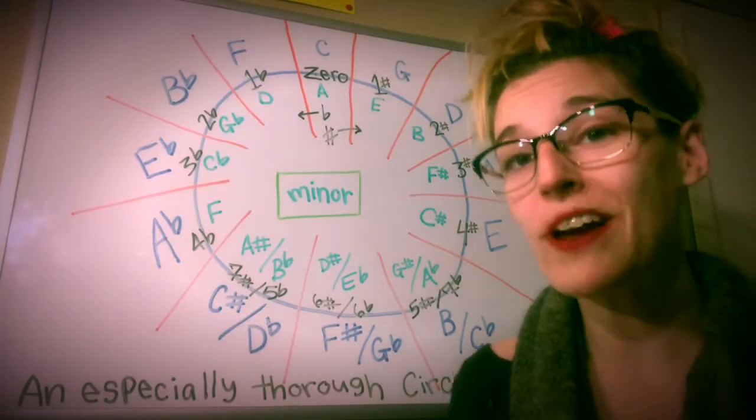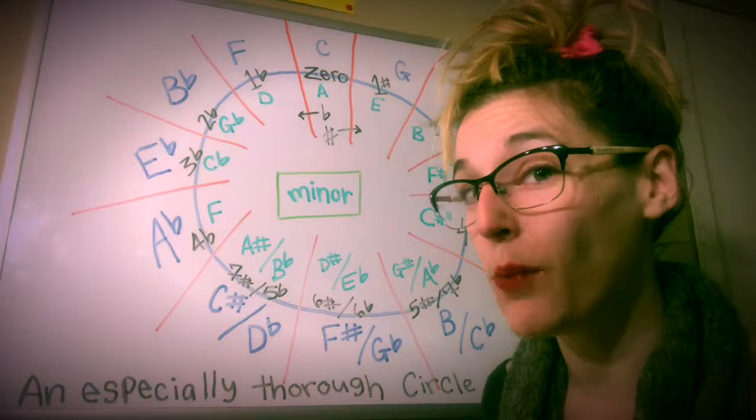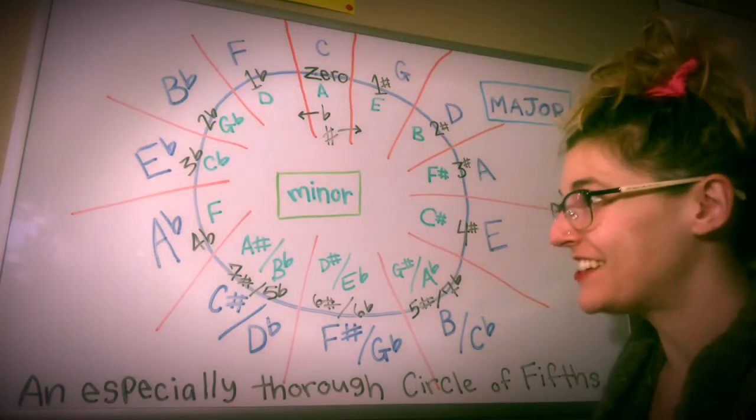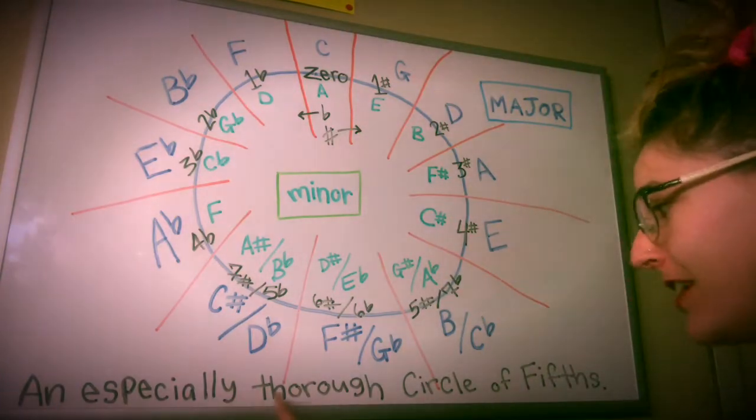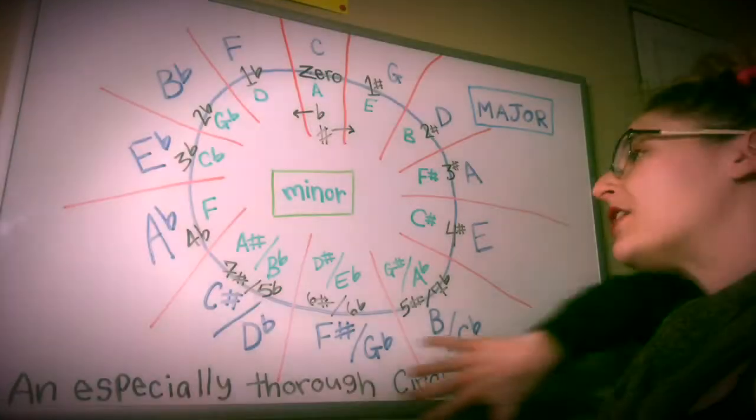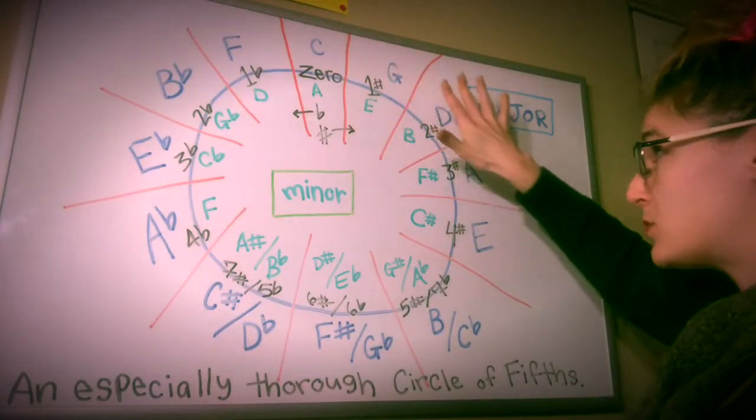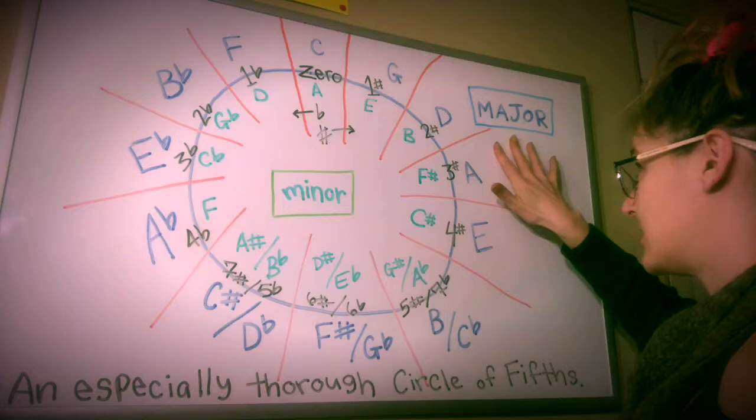In this video, we'll be exploring minor key signatures and looking at how they relate to the major key signatures we studied in lesson 18 of this music theory series. We can always chalk our minor key signatures up to this whiteboard representation of an especially thorough circle of fifths. Moving around the outside of the circle of fifths, we see our major key signatures.